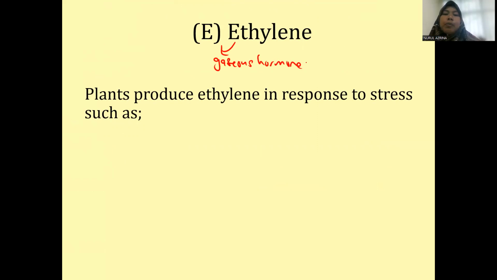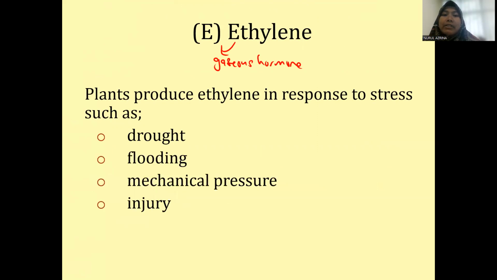All right. So plants produce ethylene in response to conditions like drought, flooding, mechanical pressure, injury, or infection. For example, we know what happens during drought, right? In drought, it will help in reducing water loss. Mechanical pressure, okay, example.